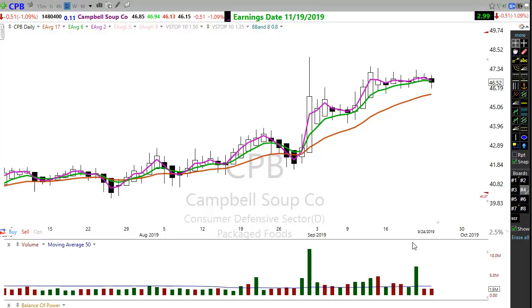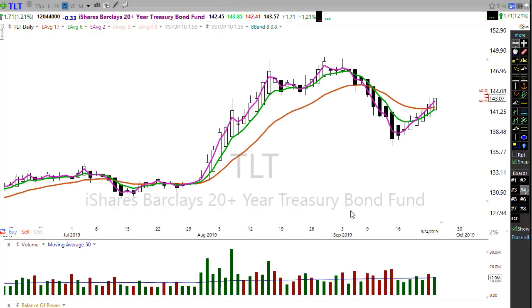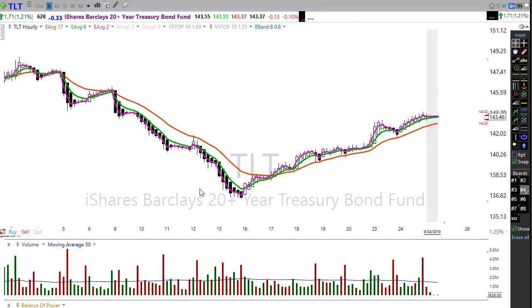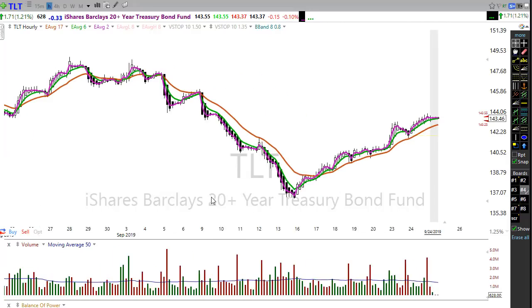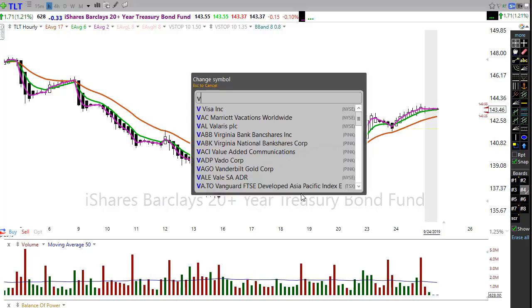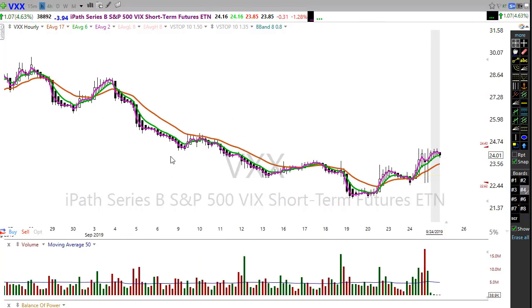Okay, TLT. Well, TLT has been trending on about anything. There's the daily. There's a 4-hour. Here's an hourly. Man, trade after trade after trade, upside and downside. It doesn't matter. Trade the VXX. Does it work on the VXX? Gee, sure looks like it.